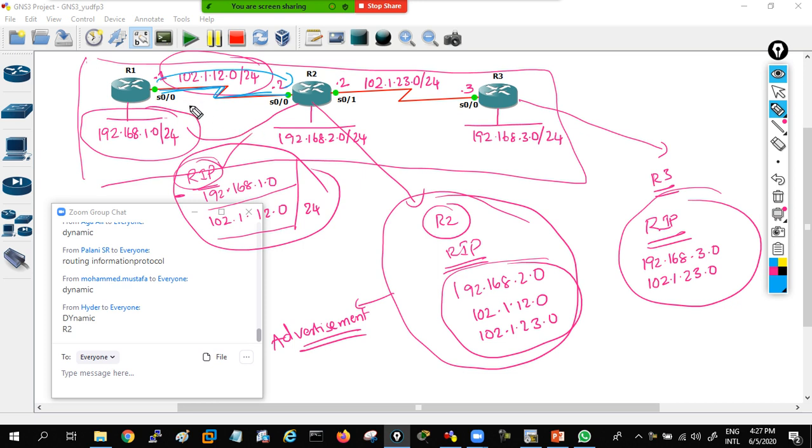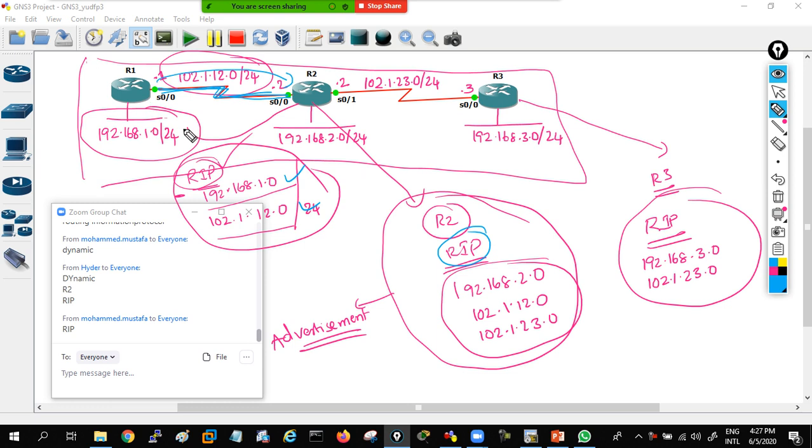Now, router 1, what networks do you advertise? 192.168.1 and 102.1.12, right? Through this link, the advertisements will go to router 2. Then router 2 is also configured with which protocol? Everybody, guys, router 2 is also configured with which protocol? RIP, so that router 2 can understand what router 1 is trying to tell, because both of them are talking the same language.